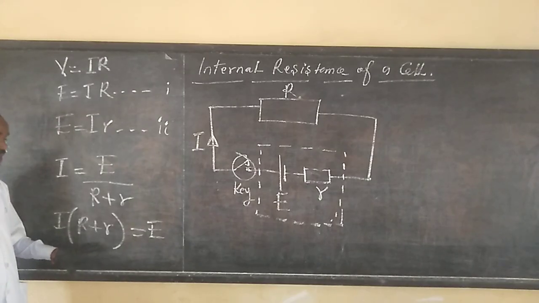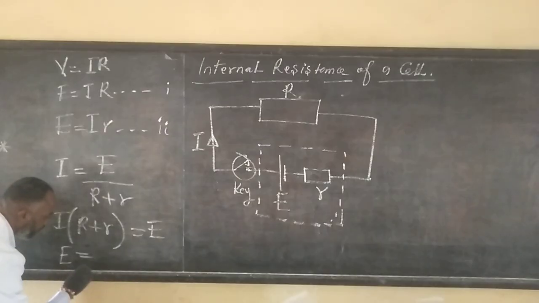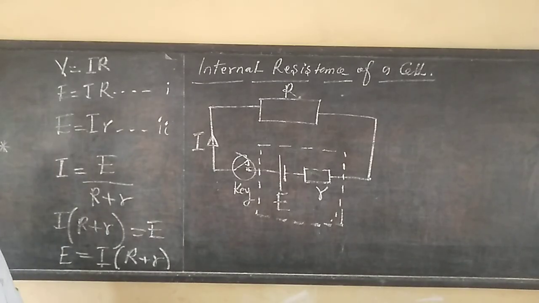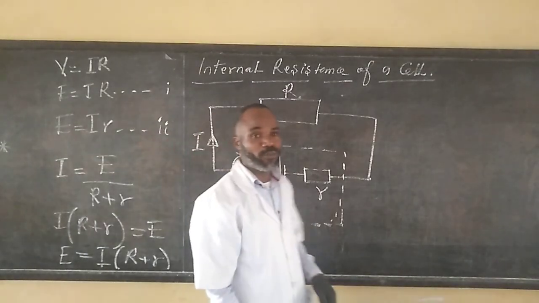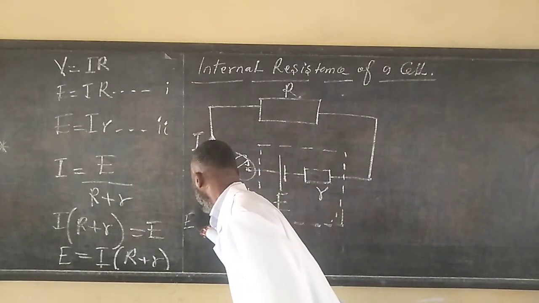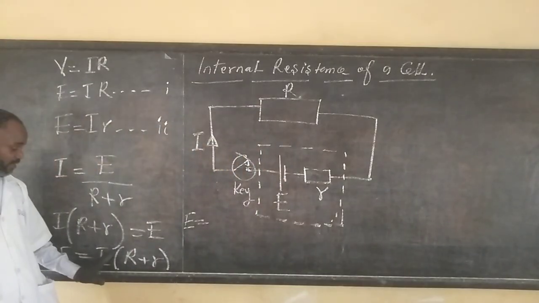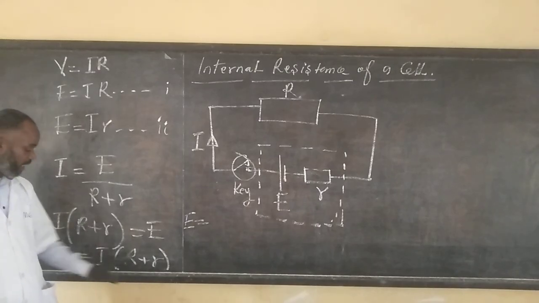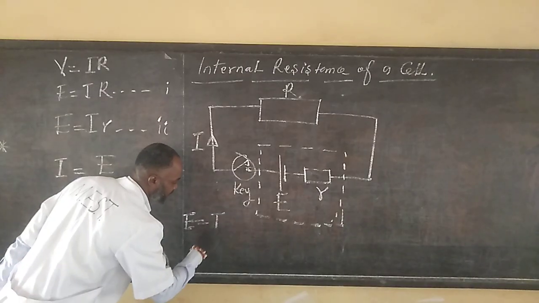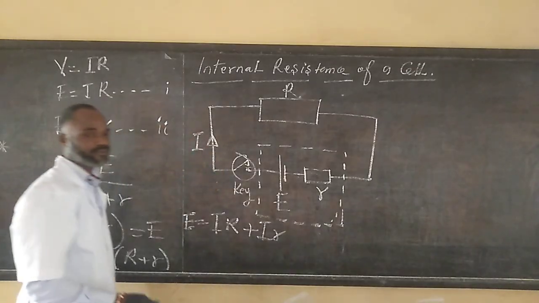And then the next thing we are going to have here is redefining it as E is equal to I, bracket open, R plus small r, bracket close. If we open the brackets, what we have now is E is equal to, for this R, we clear off everything here, we open the bracket using this R, and it becomes E equals IR plus I small r.